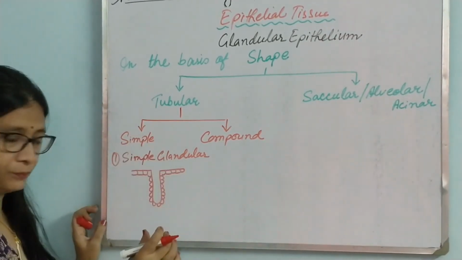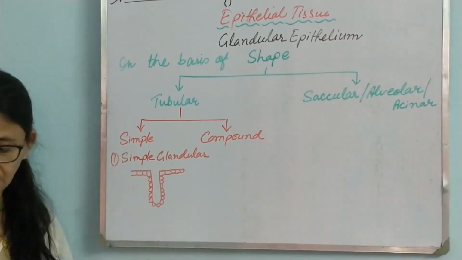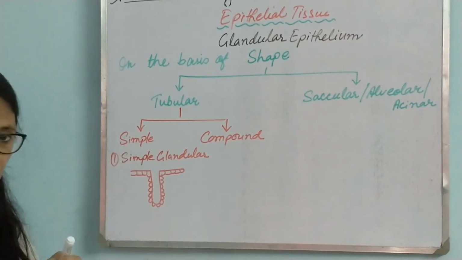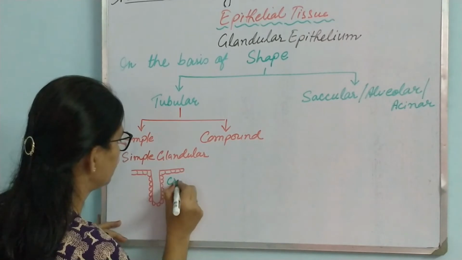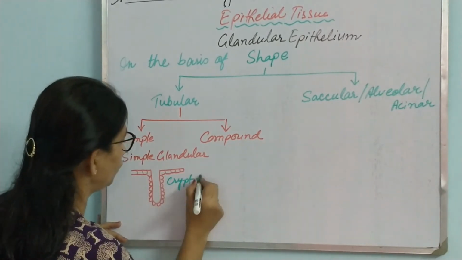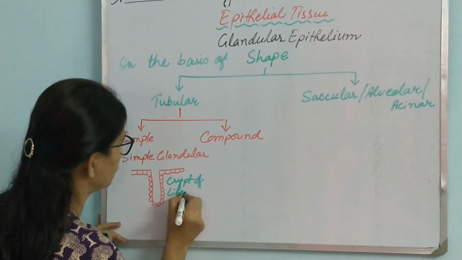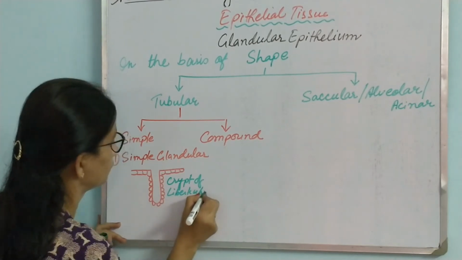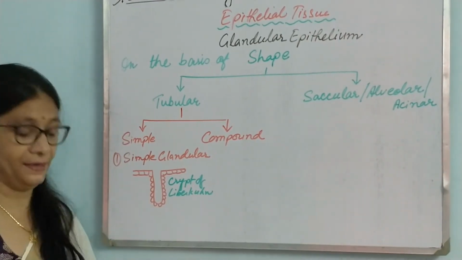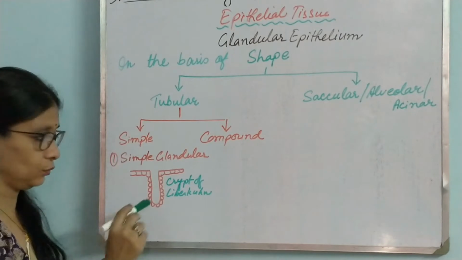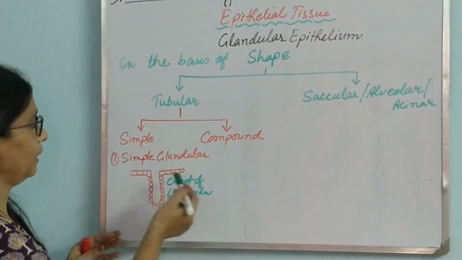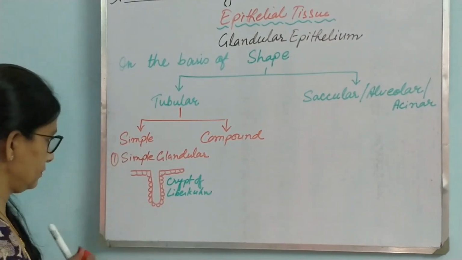Straight tube. This kind of gland is found in the crypts of Lieberkühn, which is in the small intestine. So there we get simple tubular glandular epithelium.